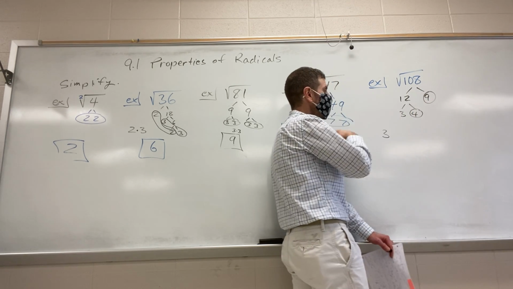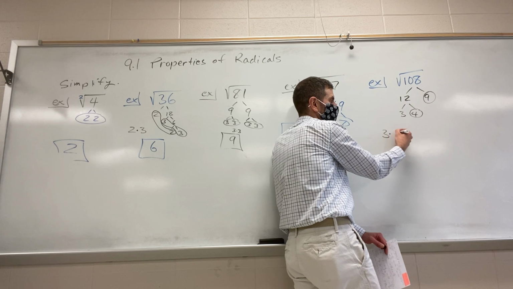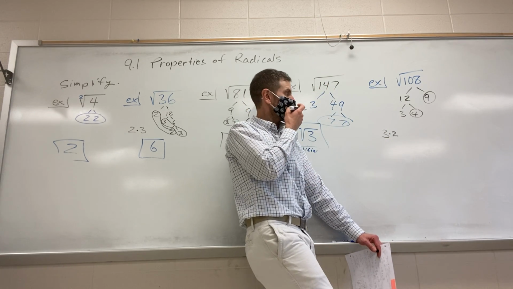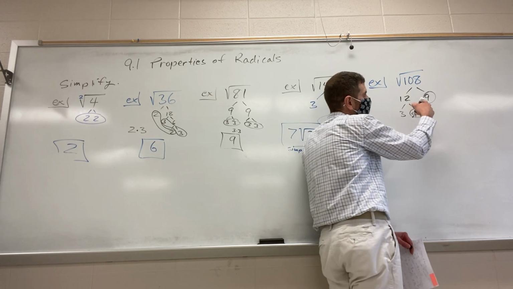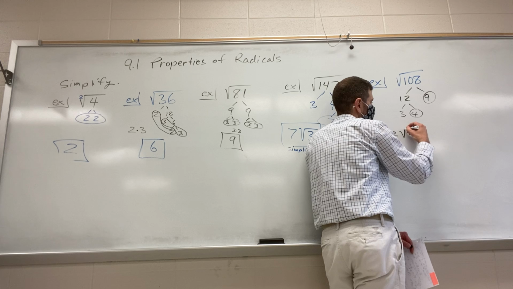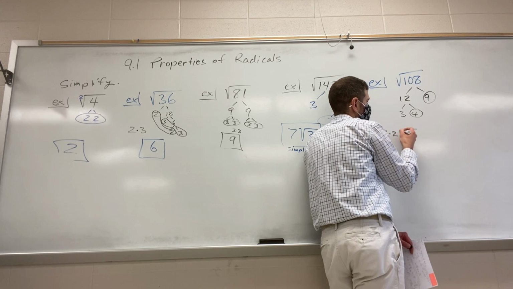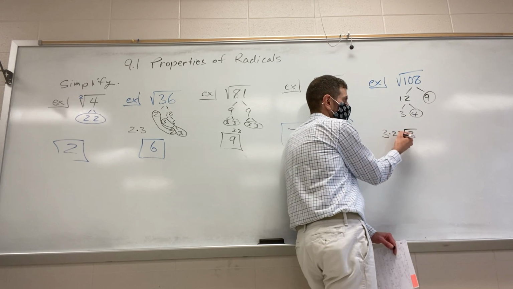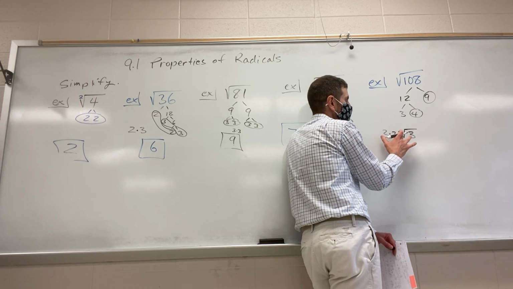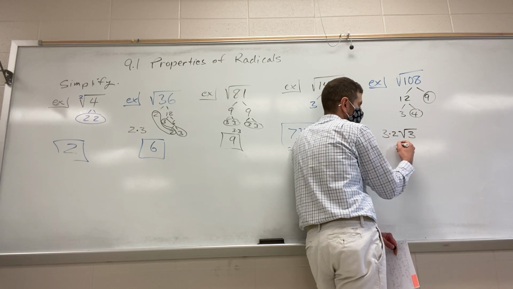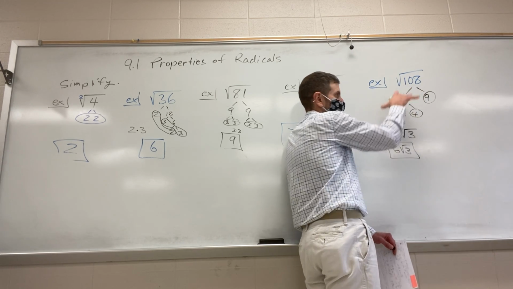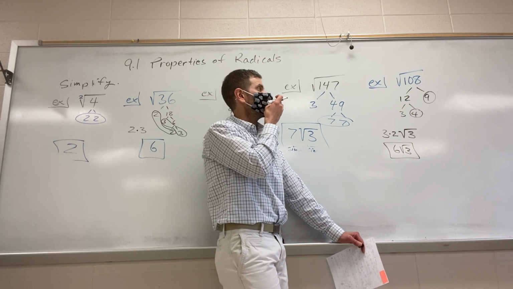When they come out, they always multiply. When they're left over, they always multiply. So what's left over though? 3. So we go square root 3, so 6. And just to be clear, it's always multiplying when you write them side by side. So one way to do this is to get 6 square root 3 that way, looking for perfect squares.